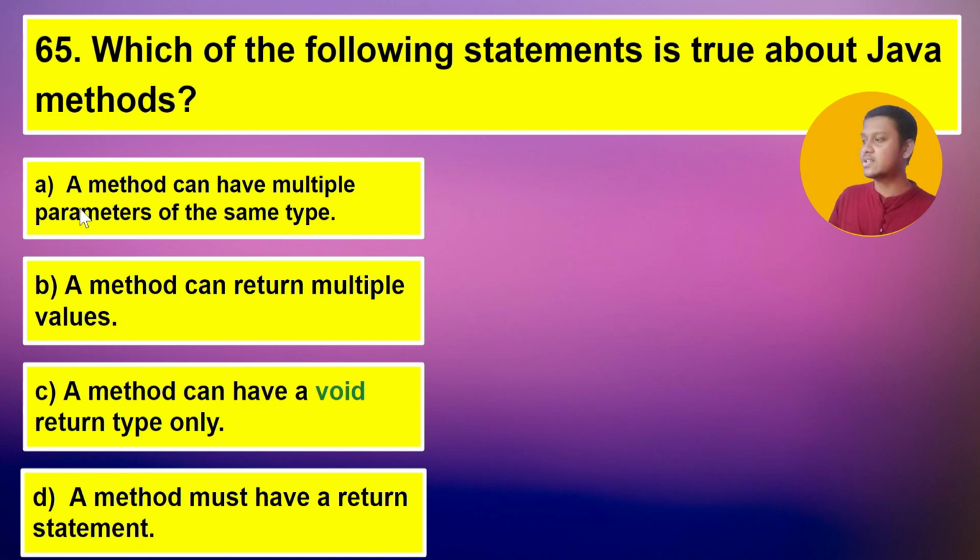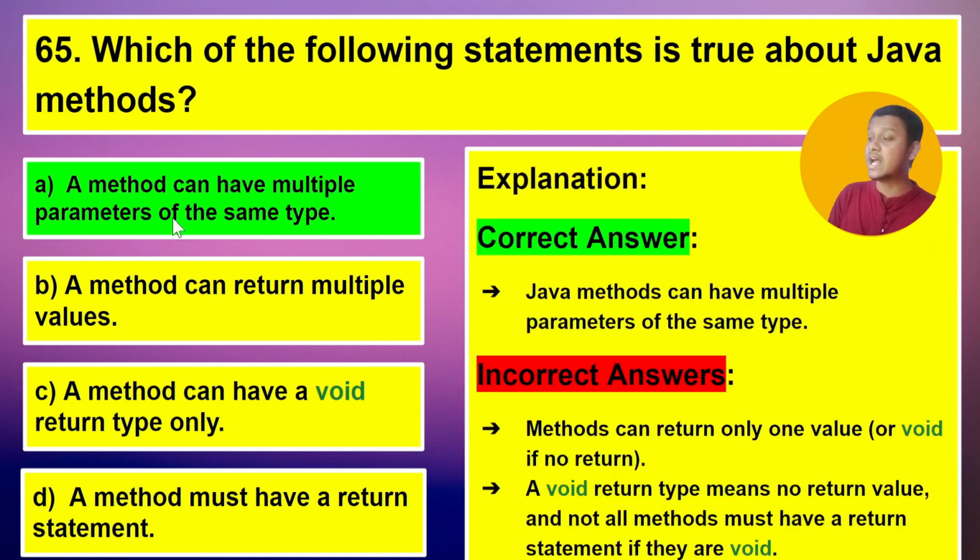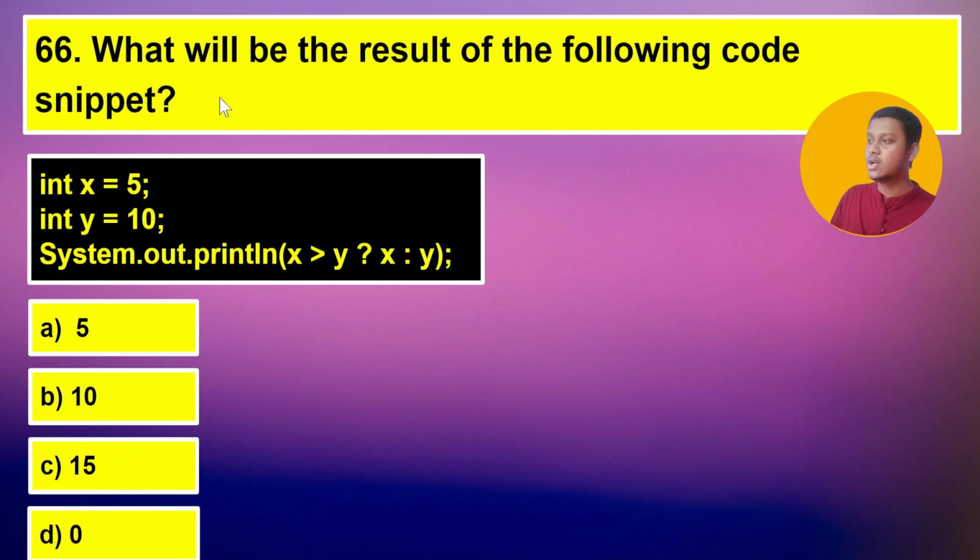The correct answer here is option A. A method can have multiple parameters of the same type. As you can see in the explanation, Java methods can have multiple parameters of the same type. And other options are incorrect because a method can return only one value, or void if no return. A void return type means no return value, and not all methods must have the return statement if they are of type void.